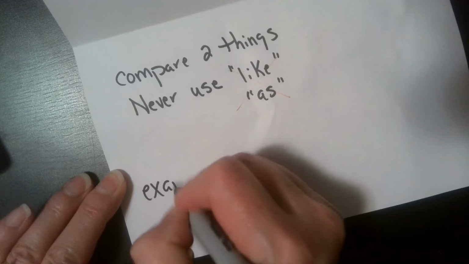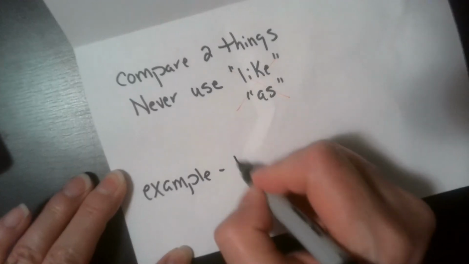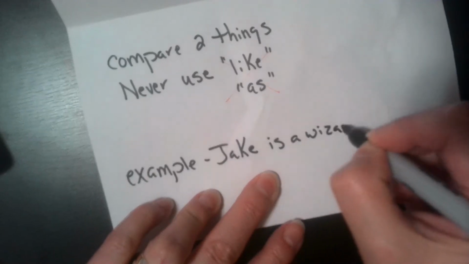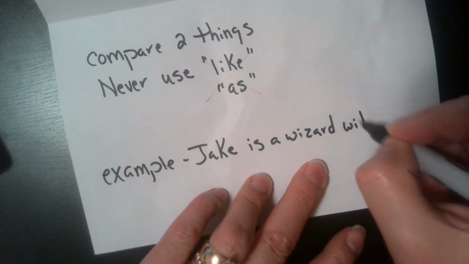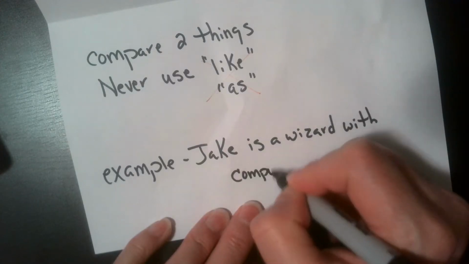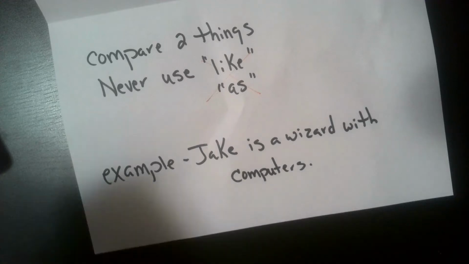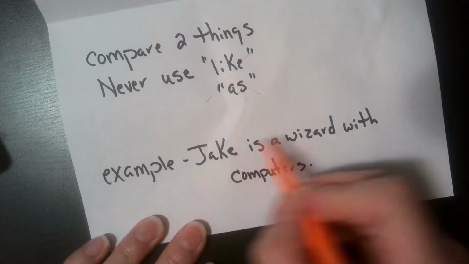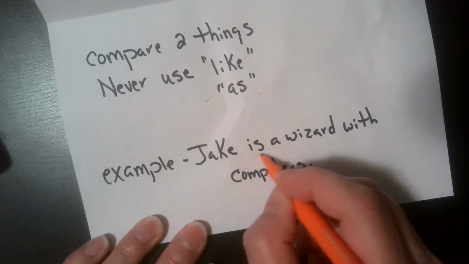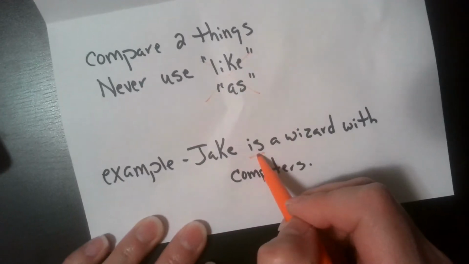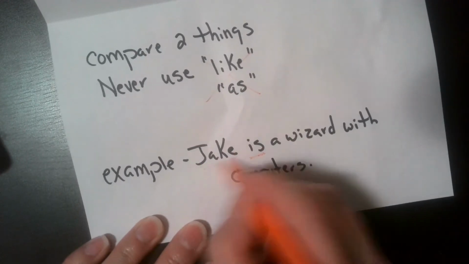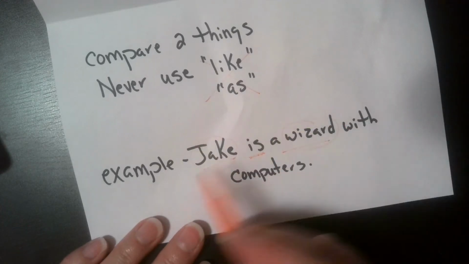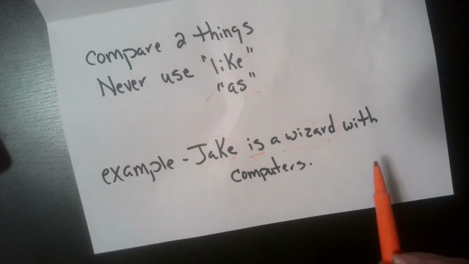Here's an example. Jake is a wizard with computers. Here's the word is, and lots of metaphors have the word is, not as, but is. So they're comparing Jake to a wizard. But there's no like or as in this. So we call this one a metaphor.